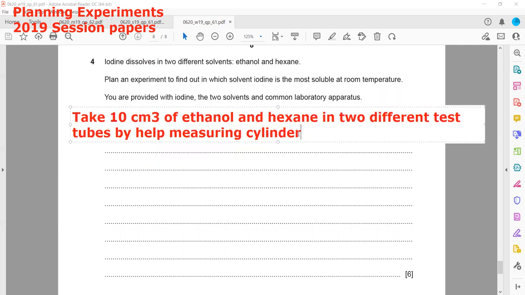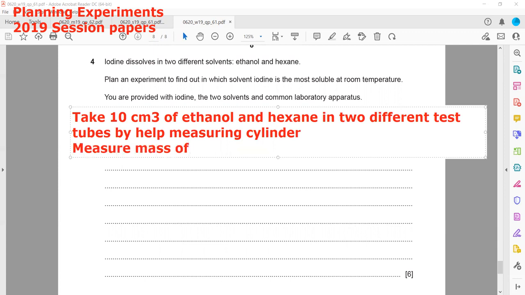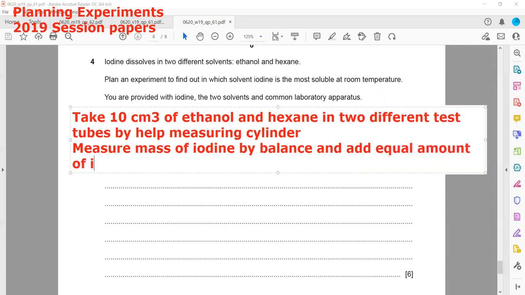After that, we will measure the mass of iodine by balance, and we will add an equal amount of iodine in two different test tubes, in ethanol and hexane.